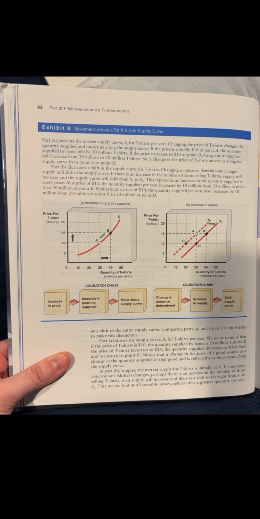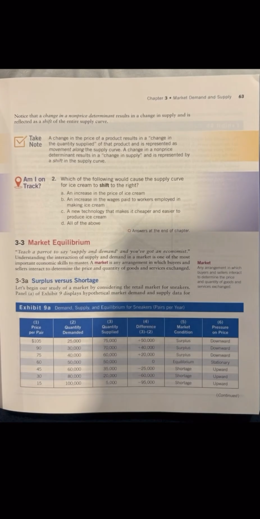In point B, suppose the market supply for t-shirts initially is at S1. If a non-price determinant shifter changes, perhaps there is an increase in the number of firms selling t-shirts, then the supply will increase, and there's a shift to the right from S1 to S2. This means that at all possible prices, sellers offer a greater quantity for sale. Notice that a change in the non-price determinant results in a change in the supply, and is reflected by a shift of the entire supply curve.